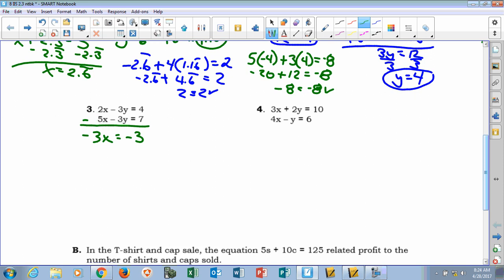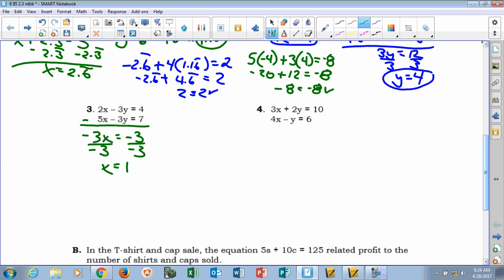All right, so to solve for x, we got to divide both sides by negative 3. Okay, and we get x equals 1. Well, that'd be nice and easy to plug back in, huh? Brad, which one do we want to plug it into? First one? All right, so we're going to replace x with 1.